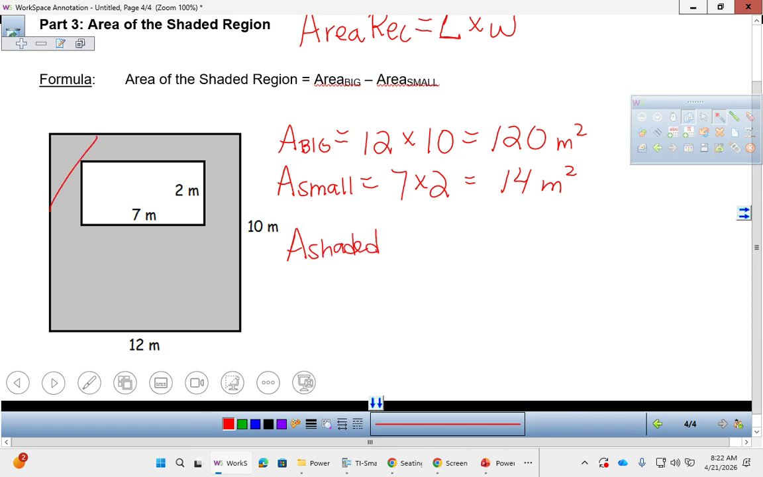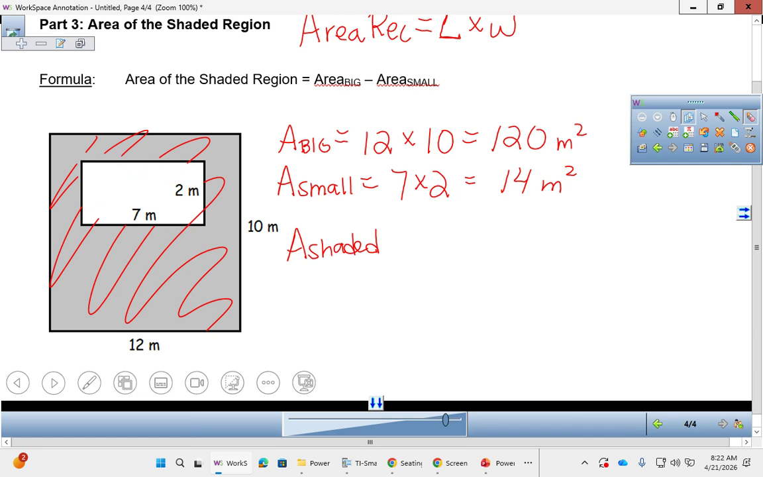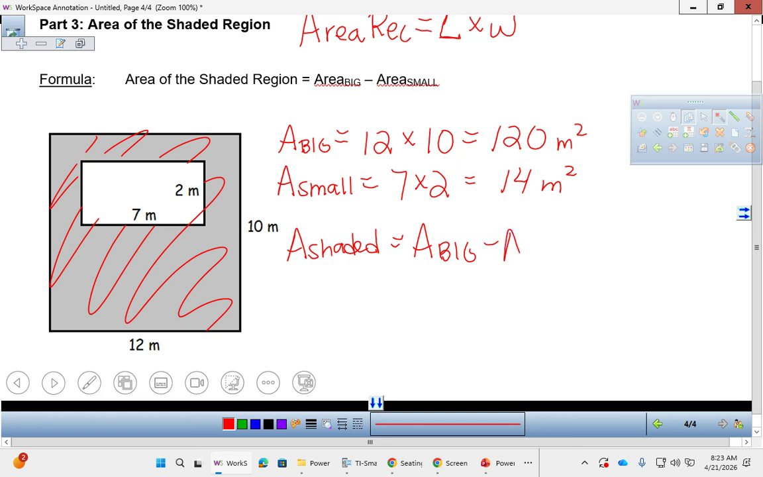so this is all 120, and then I want to subtract the 14, and I'm only going to be left with the stuff that surrounds it. So that's why I'm taking out the small. So I'm going to do area of big minus area of small. And now that I know what both of those numbers are, I can find the shaded region. So I'm just going to filter in their numbers.